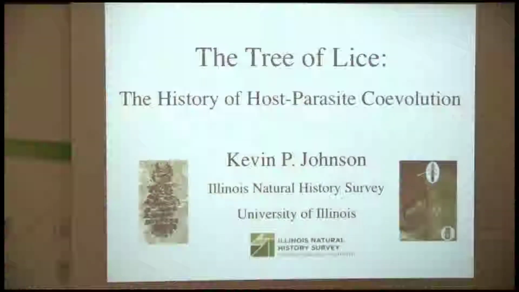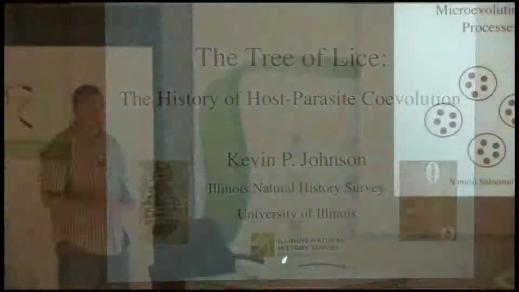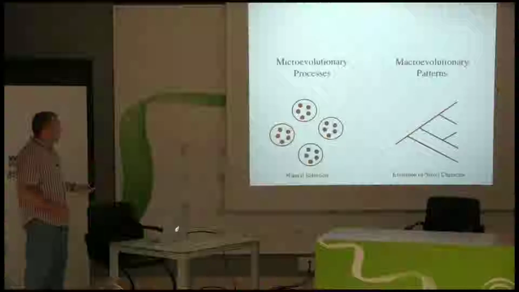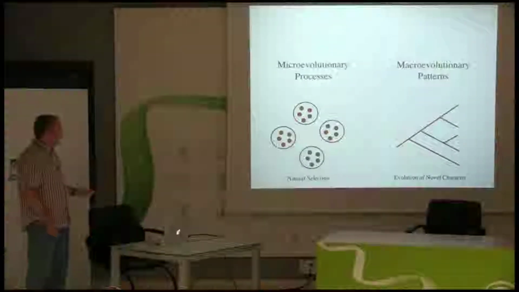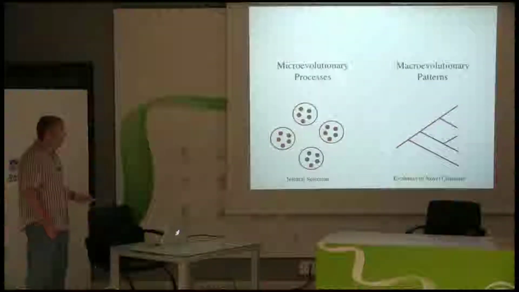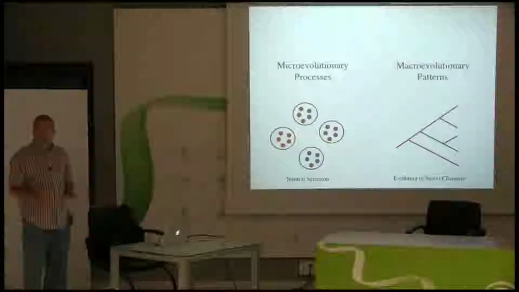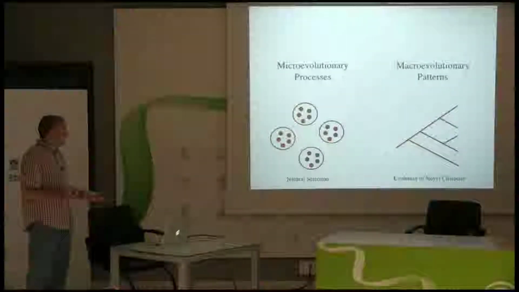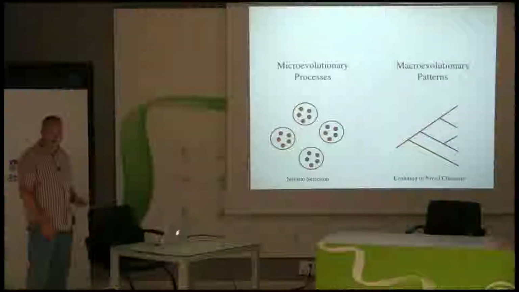So today I'm going to talk about work on lice and looking at the history of host-parasite coevolution. In evolutionary biology, we study processes at two fundamental levels. One is a microevolutionary scale. For example, we could study natural selection: in different populations, does natural selection favor blue over red? And we can also study this process on a macroevolutionary scale. For example, reconstructing over an evolutionary tree of species, when did blue arise from red?